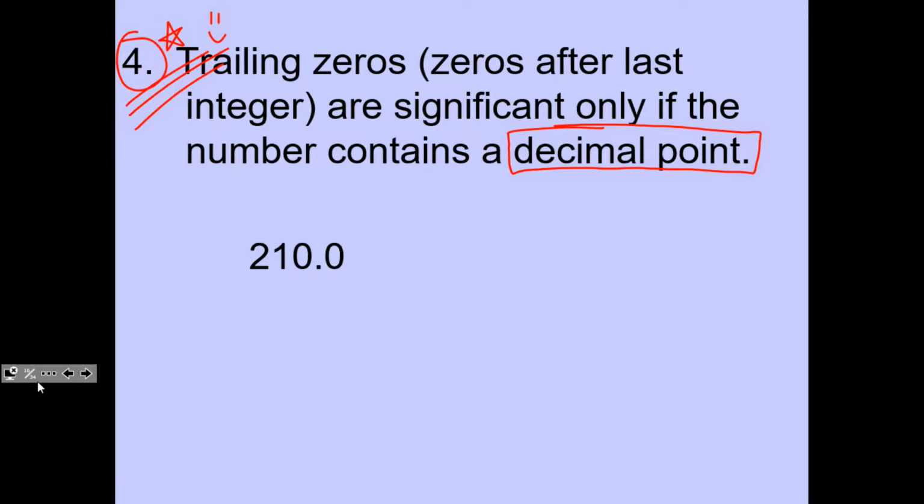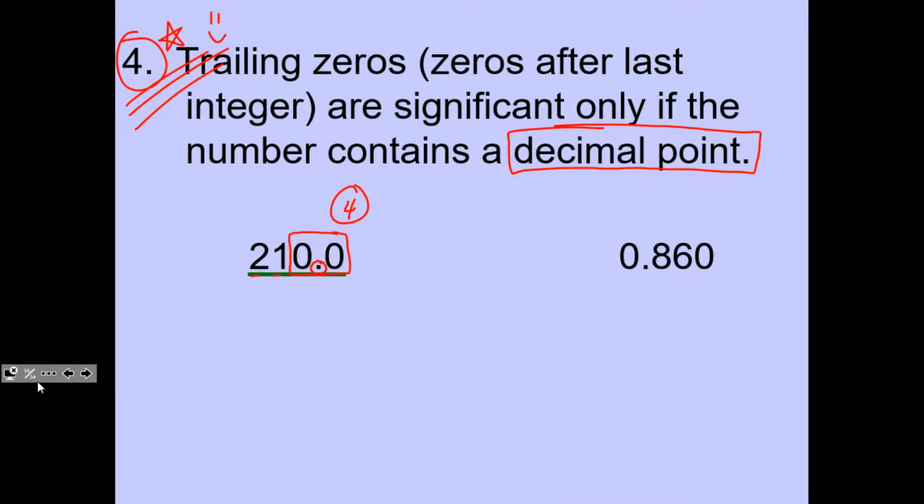210.0. Is this 0.0 important? I don't know. Let's look at the rule. Here are my 2 counting numbers. These are called trailing zeros because they trail counting numbers. Is there a decimal? Yes, there is. So all 4 are significant.